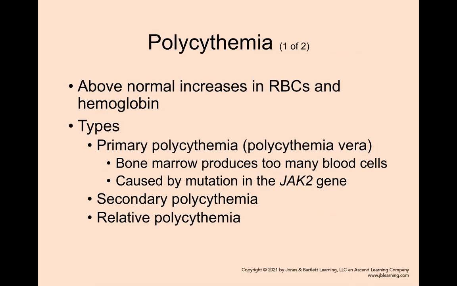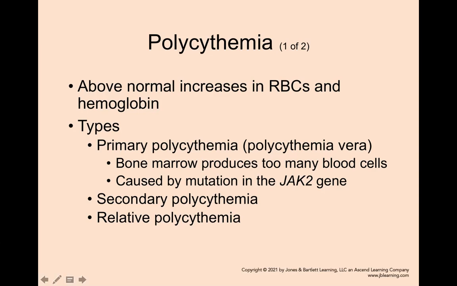Polycythemia is when you have normal or increased amounts of red blood cells in hemoglobin. There are two types: primary polycythemia or polycythemia vera. You also have secondary polycythemia and relative polycythemia. Sometimes we don't know why it happens, but you can also see it in people who have untreated obstructive sleep apnea, which is a common place to see it.